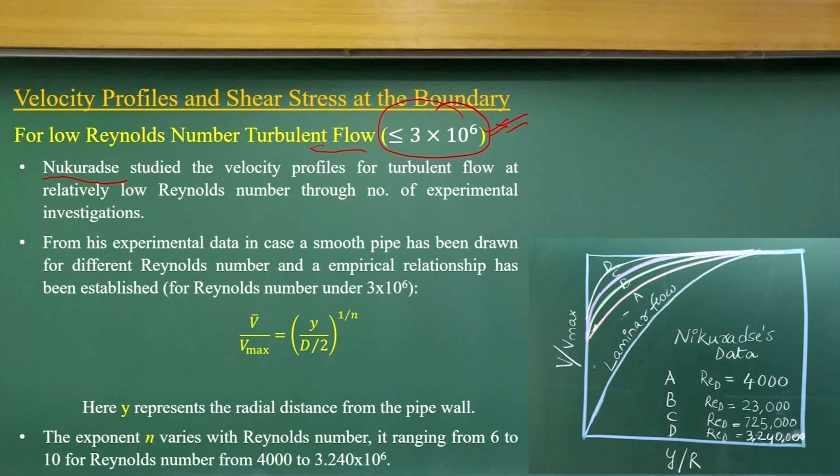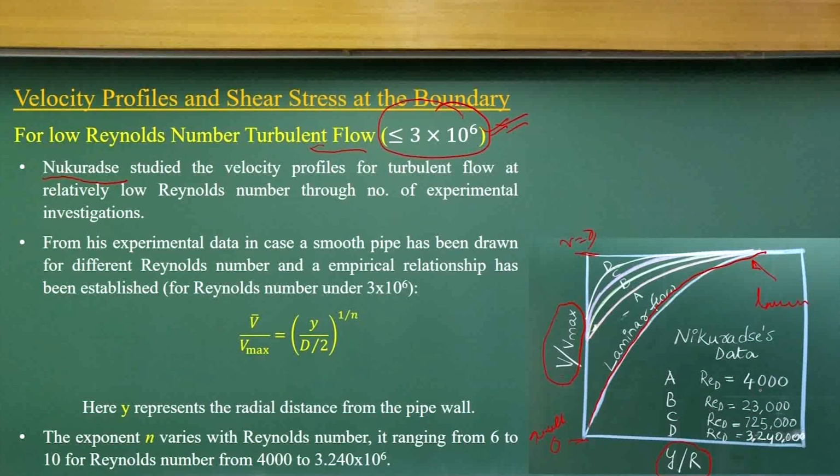By conducting this experiment, what he got is the non-dimensional velocity distribution, v by v max, starting from here, which is 0 at the wall, and this is at r equal to 0, that means the center point. If you plot y by r and v by v max, no doubt the velocity distribution for laminar flow follows this one. This is the laminar flow.